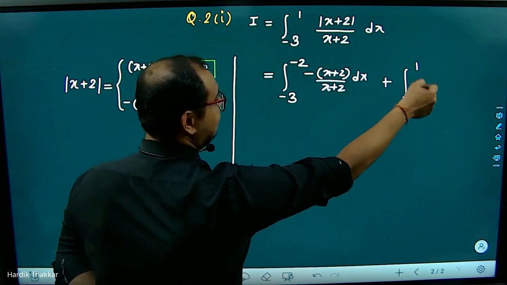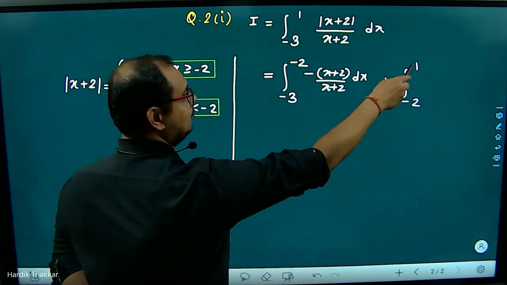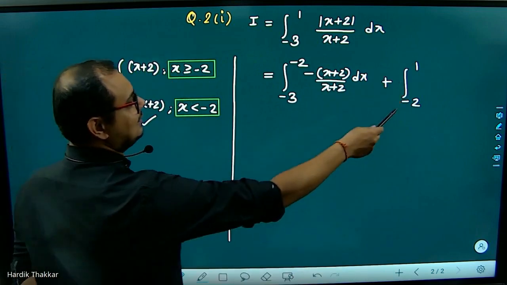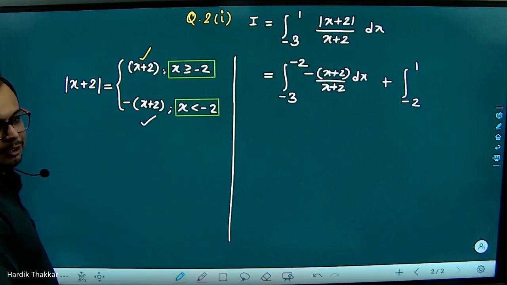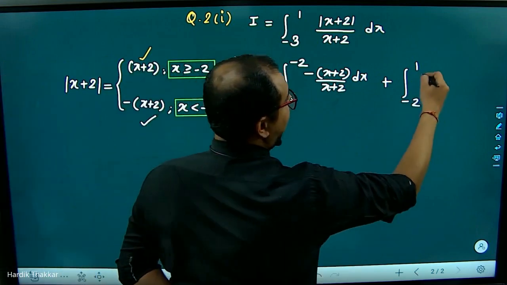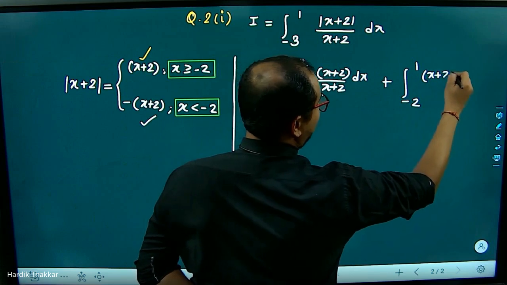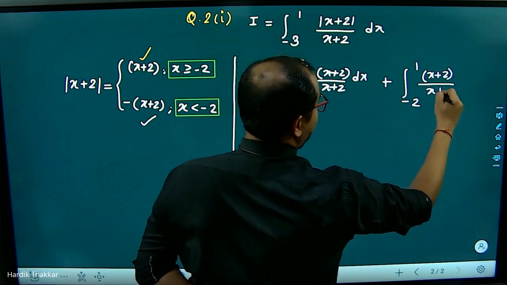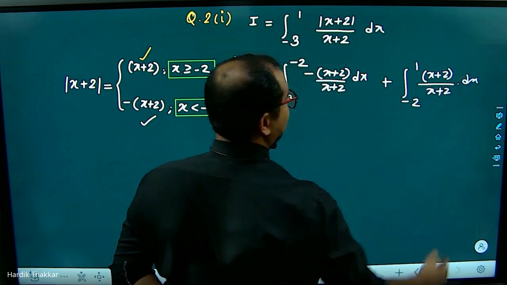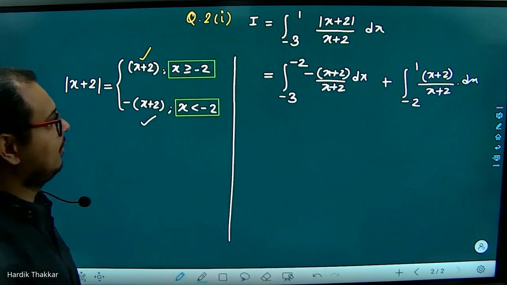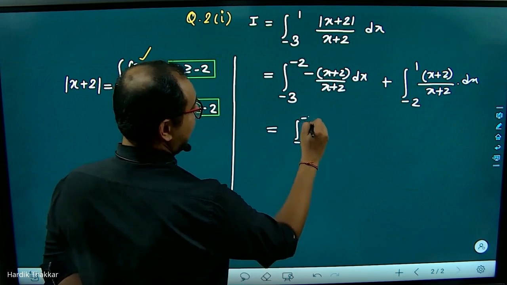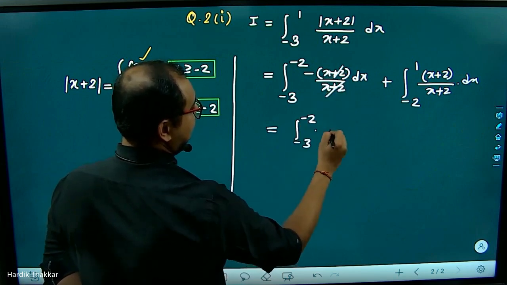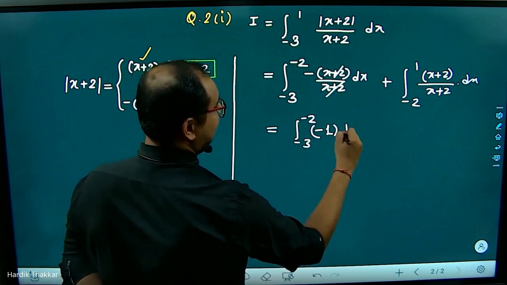Whereas for the second interval, which is from minus 2 to 1, here the x is greater than minus 2. So we will consider the upper value of modulus function. So we will replace mod x plus 2 with simply x plus 2 dx. Correct? Is it clear? So for this interval, we will get minus 3 to minus 2. These two terms cancel out. You will get minus 1 dx.